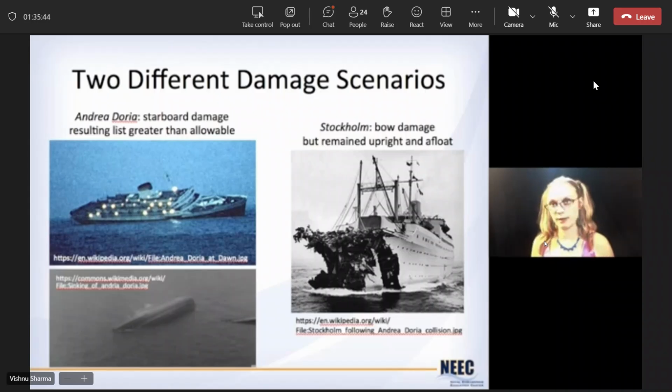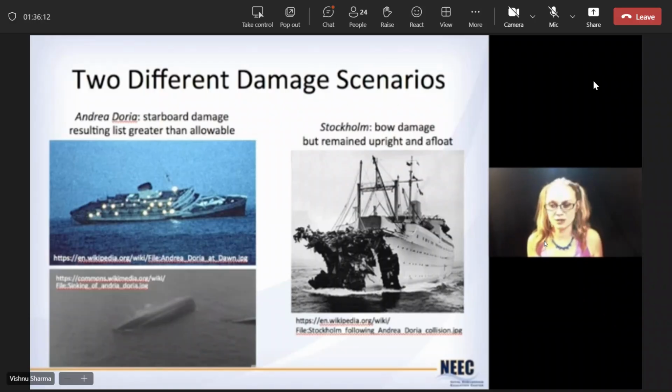The Andrea Doria had massive starboard damage, heavy flooding, and severely listed over to the starboard side, which meant that the port lifeboats could not be lowered. Fortunately, there were many boats nearby, and I think it was 51 people who lost their lives, but everybody else was able to be rescued due to some very good organization and very quick response on the part of some nearby ships. The Stockholm you see here has a completely mangled bow, but managed to stay upright and afloat.